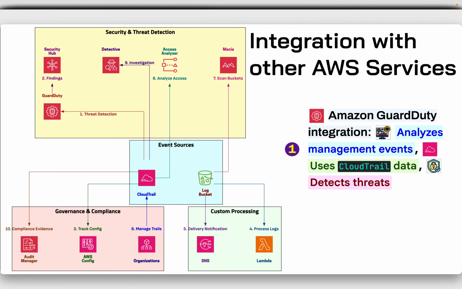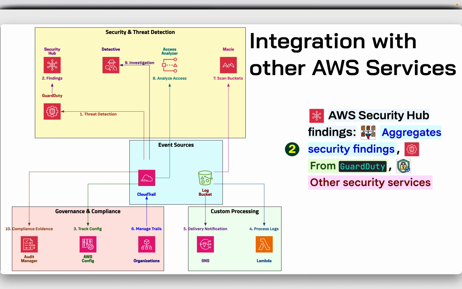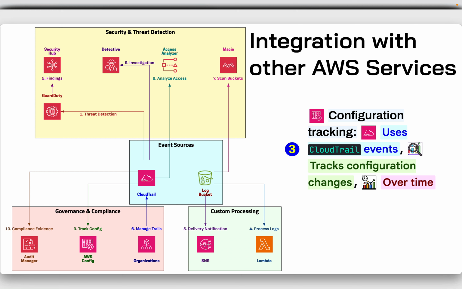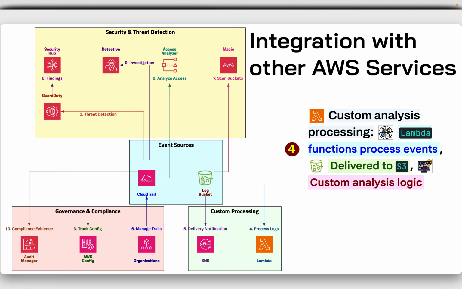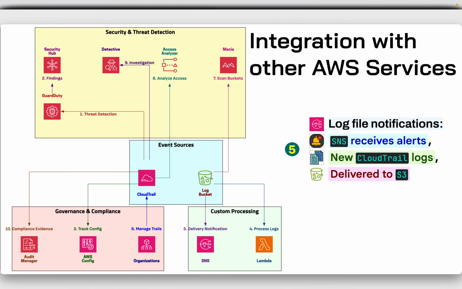Amazon GuardDuty analyzes CloudTrail management events as a data source for threat detection. AWS Security Hub aggregates CloudTrail-related findings from GuardDuty and other security services. AWS Config uses CloudTrail events to track configuration changes over time. AWS Lambda functions can process CloudTrail events delivered to S3 for custom analysis. Amazon SNS can receive notifications when new CloudTrail log files are delivered to S3.